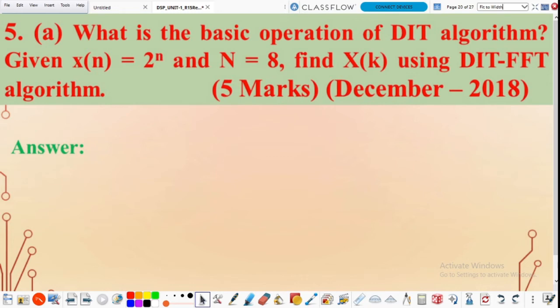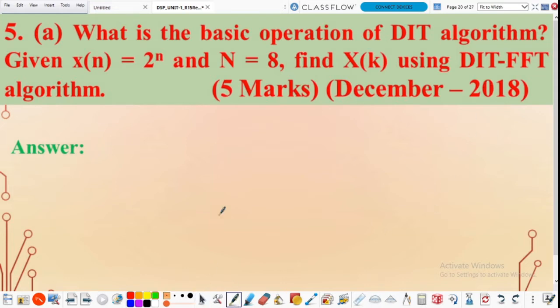Hi everyone. In this video, we are going to discuss the decimation in time FFT algorithm example. This is a previous examination question from December 2018. Now coming to the problem: What is the basic operation of the DIT algorithm? Given x of n is equal to 2 power n and capital N is equal to 8, find x of k using the DIT FFT algorithm.